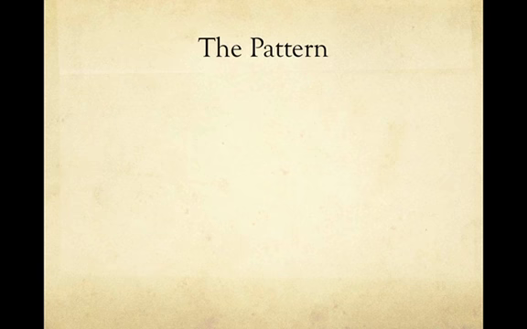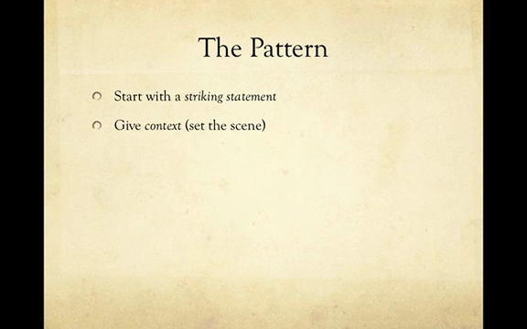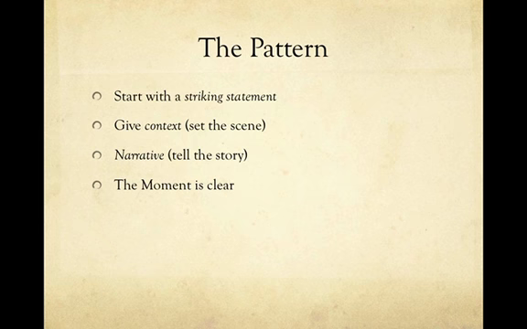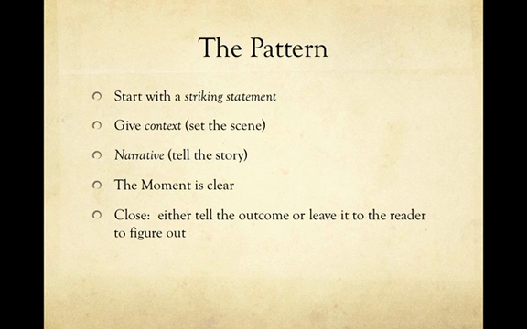First, the pattern itself. The pattern involves starting off with a striking statement. Immediately after that, we set the scene. The author gives us the context. Then the narrative takes place. That's where the author tells the story. The moment in there is made quite clear. And at the close, either the author will tell us the outcome and how it affected them, or often the author will leave it to us to figure out what the effects have been, but we can usually get that from clues that are in the story.